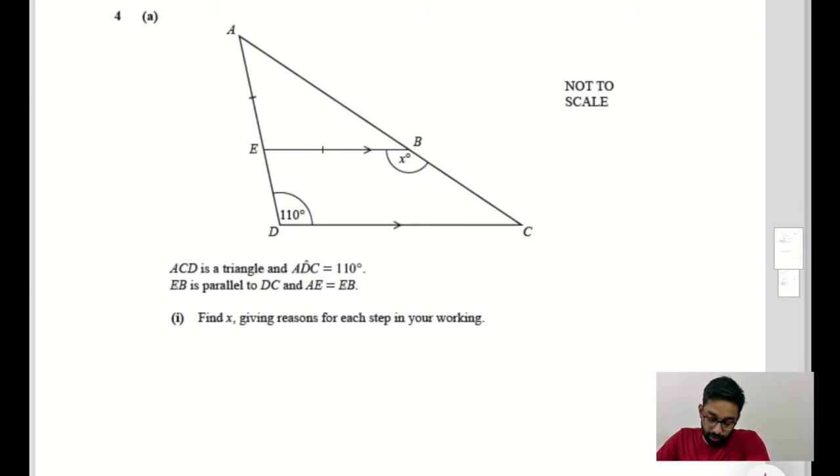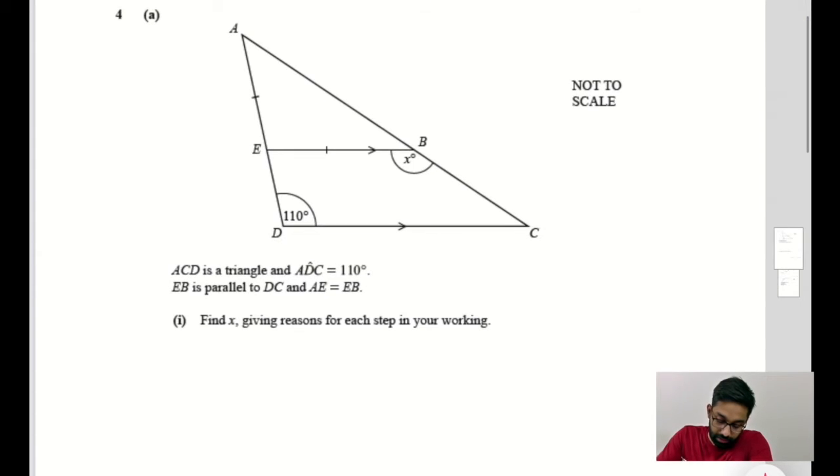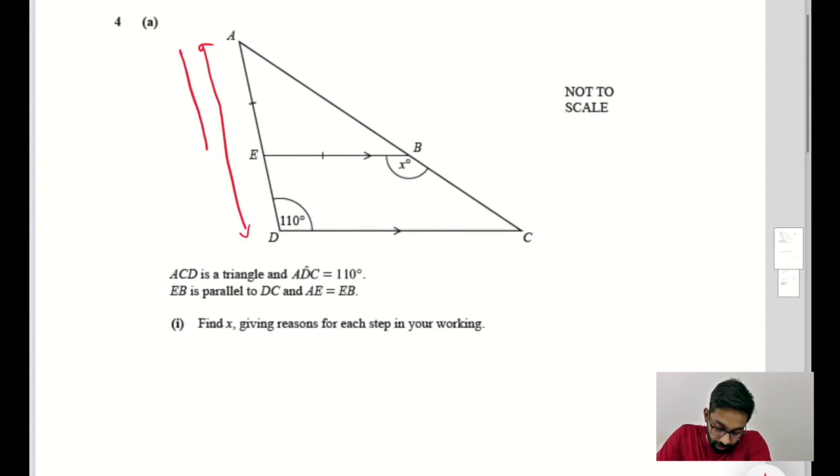So first of all, if you look at AD, this length, and then you look at AE. Now it's on the same line. Both of these lines are actually on the same line. That means this angle right here is also equal to this angle right here. So AEB is 110. So we write 110 over here.